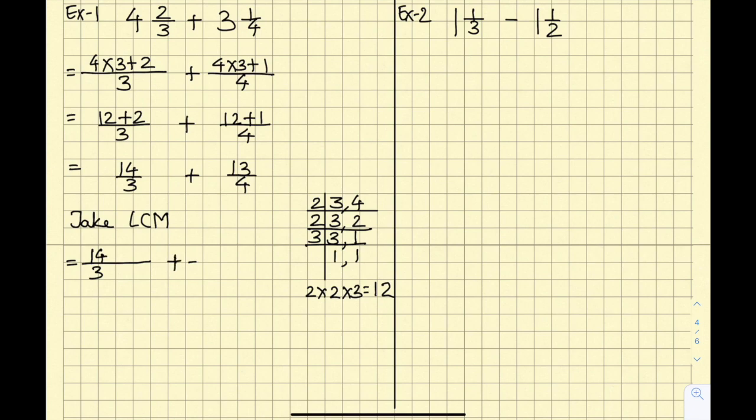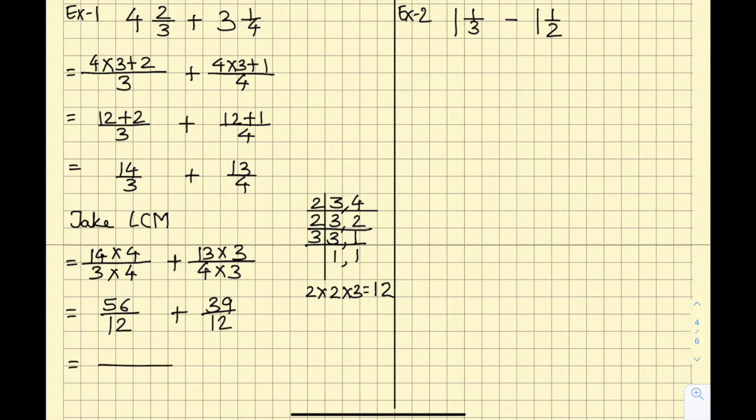plus 13 over 4. 3 multiplied by what gives us 12? Yes, 4. So 14 also multiplied by 4. 4 multiplied by 3 and 13 also multiplied by 3. 14 4s is 56, 3 4s is 12. 13 3s is 39, 4 3s is 12.